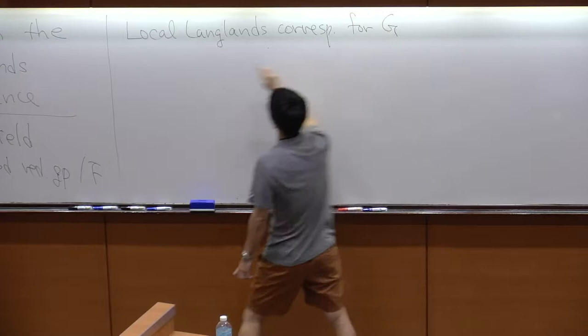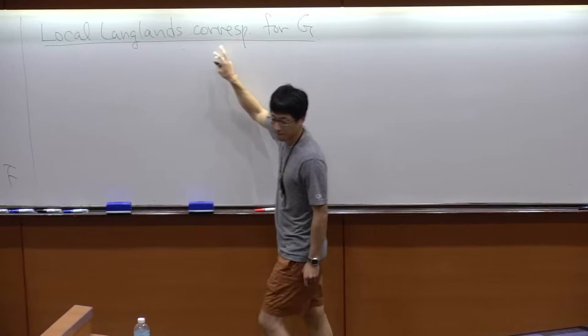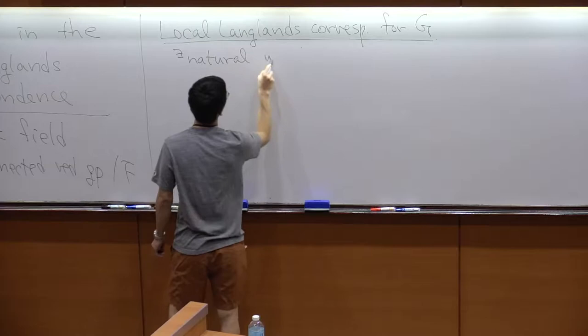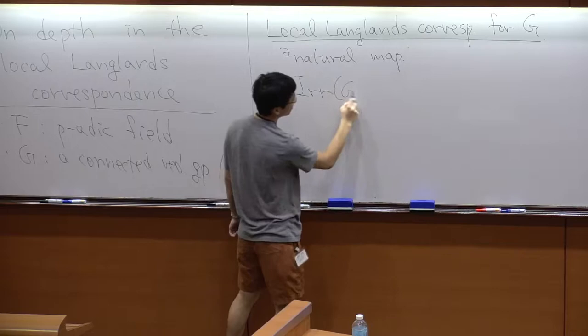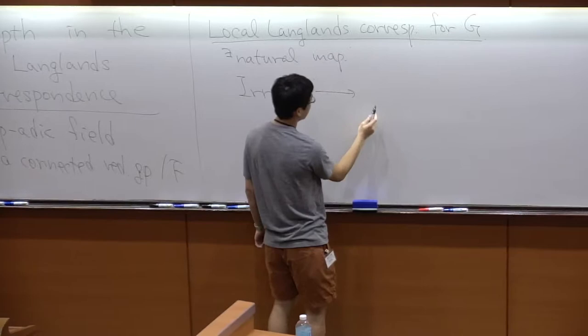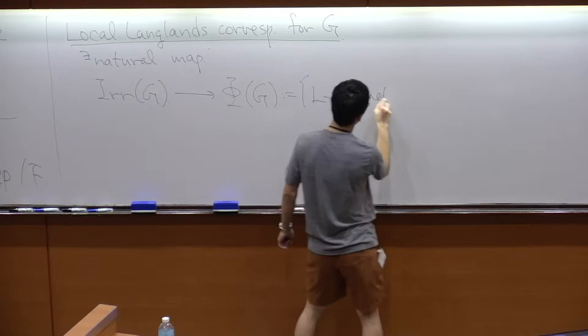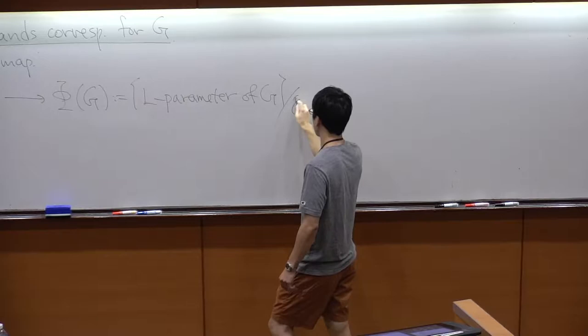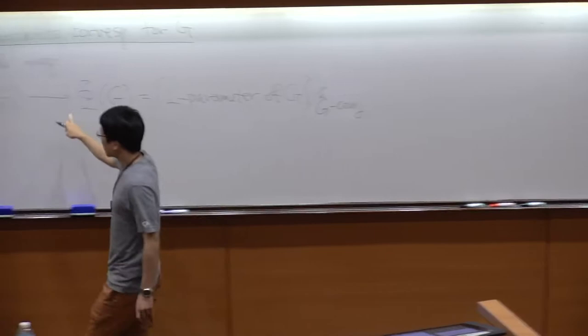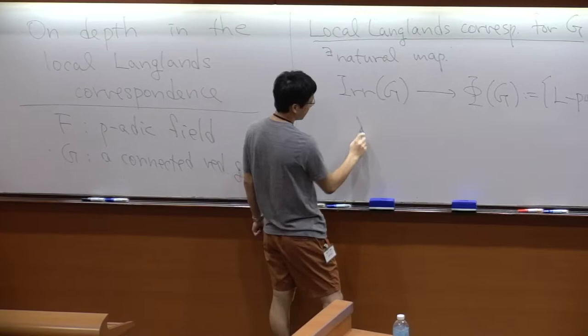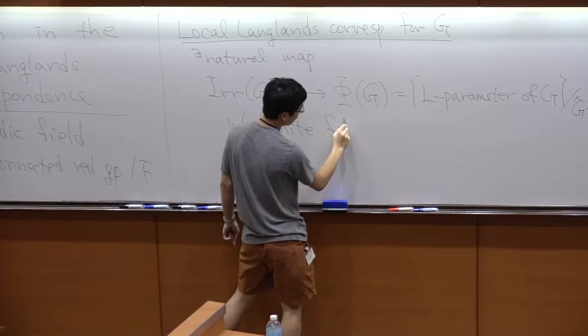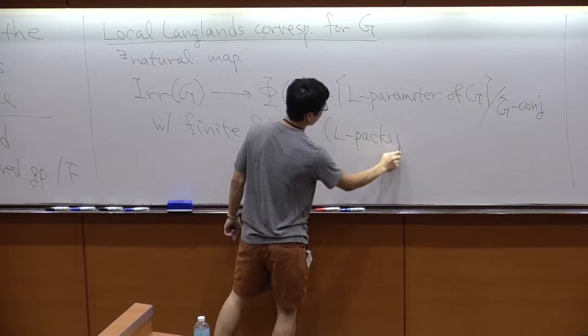This conjectural correspondence gives a natural map from the set of irreducible smooth representations of G, I write Irr(G) for it, to the set of L-parameters, I write Φ(G), modulo G-hat conjugacy. And please recall that every fiber of this map is finite and called an L-packet. So this map is with finite fibers. This is a very rough statement for LLC for G.